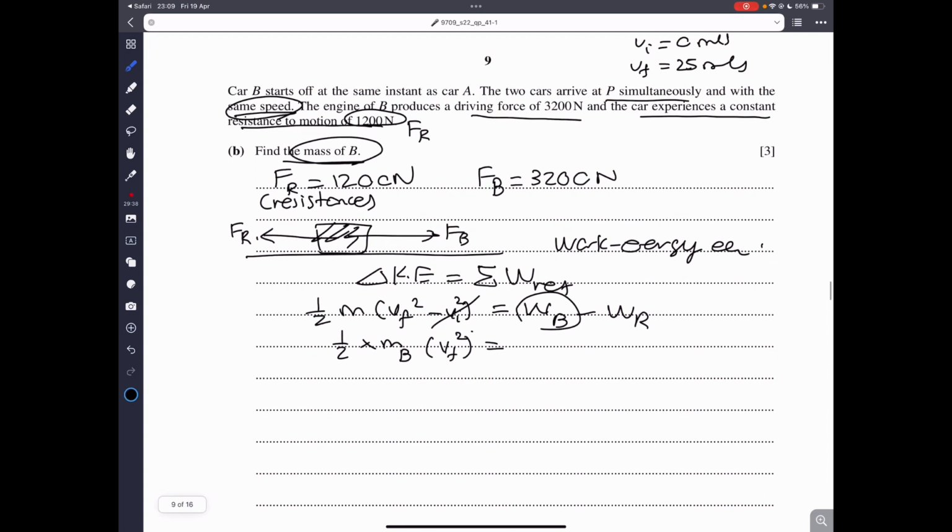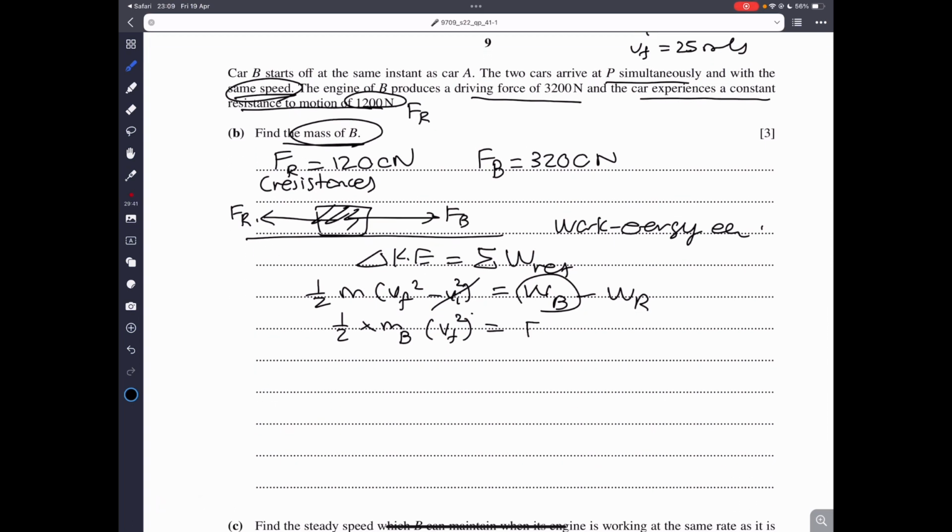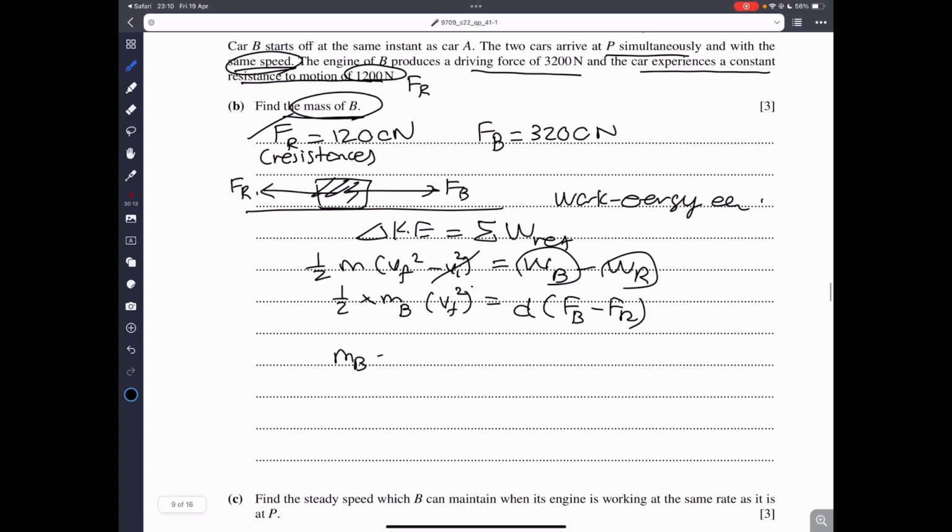The work done by the force is basically Fb times distance, and then we're given the resistance force, which is Fr times d. So we can take out d from the equation: d(Fb minus Fr). We can erase this one, and we're going to use this one instead. So we can rearrange to find m of B, which is 2d(Fb minus Fr) over vf squared.